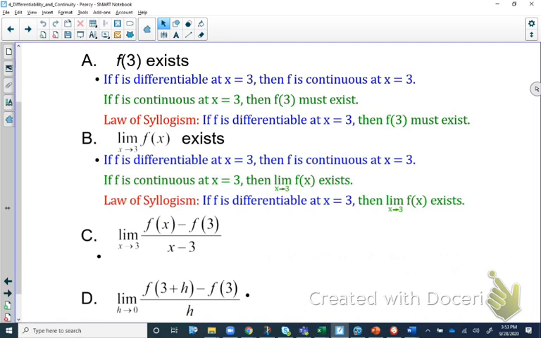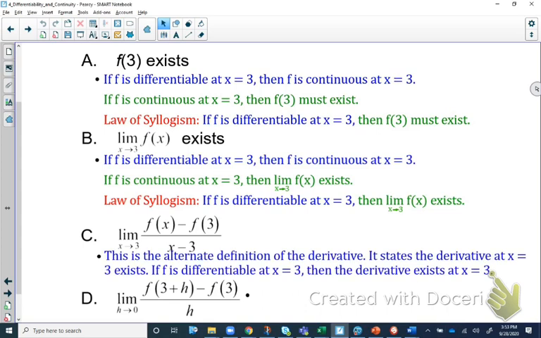So the next part, C, why is this statement going to be true? Well, here we have the alternate form or the alternate definition of the derivative. What this is saying is that the derivative at x is equal to 3 exists. So if function f is differentiable at 3, then the derivative exists at 3. That's essentially what the alternate form of the derivative is letting us know. And D at the bottom, that's the limit definition of the derivative.